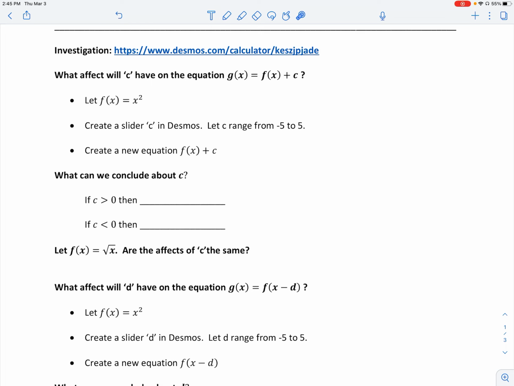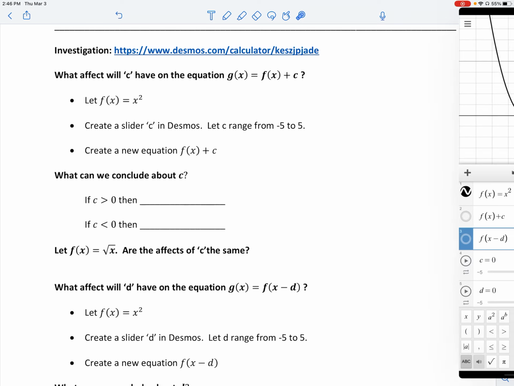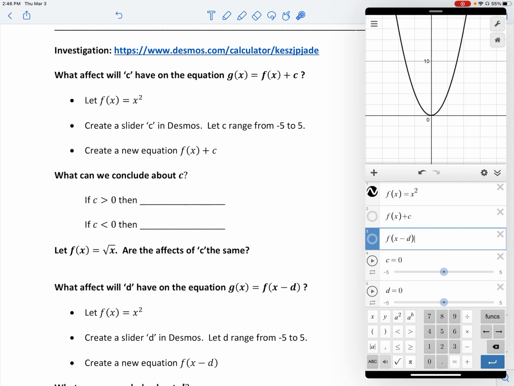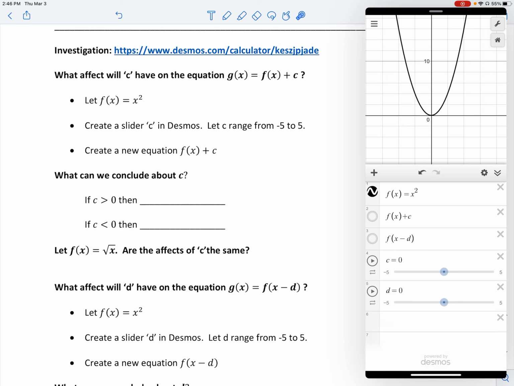If you go to the class notebook, to this handout, you'll be able to click on this link and bring up the Desmos investigation that we're going to do. I've already done much of the groundwork. I'll show you what it looks like. If you click on that link, it'll bring you to Desmos and you will see pretty much this setup that I have right here.